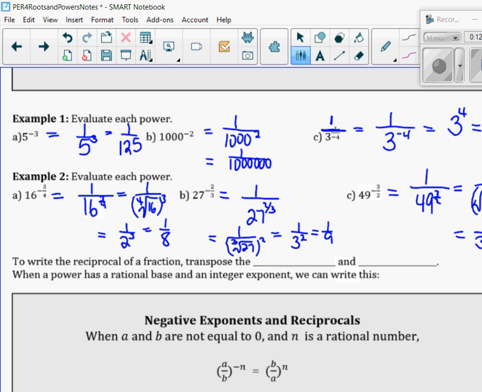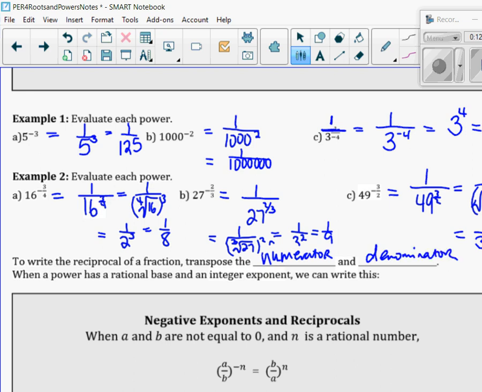Okay. To write the reciprocal of a fraction, transpose the blank and blank. I'm going to say transpose the fraction, the numerator and the denominator. That's what I want to do. The numerator and the denominator. That's essentially what you're doing when you're reciprocating.